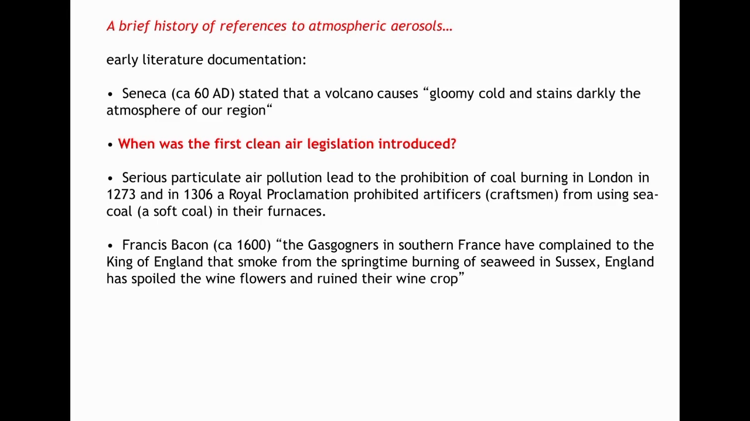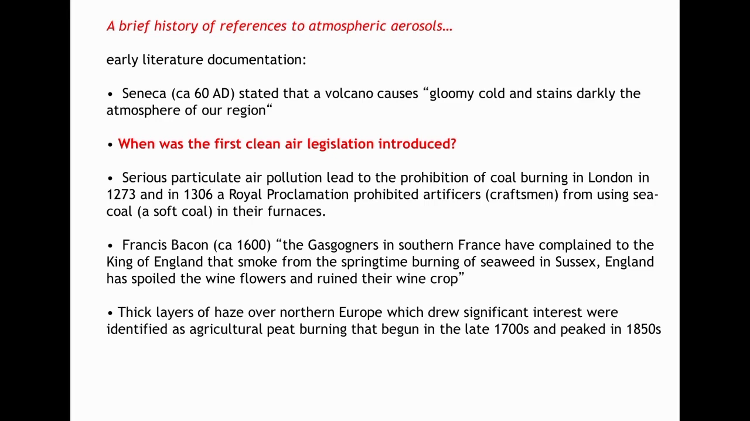So is there a modern day precedent where the UK is arguing with Europe? It's been going on for a long time. And thick layers of haze over northern Europe, identified as agricultural peat burning, began in the late 1700s and peaked in the 1850s. So what other problems were noted in northern Europe about burning from the UK and mid-Europe? Well, the acid rain problem was first identified because of Scandinavian trees being affected by European pollution. But it was noted a couple of hundred years before as well. So these things have been long-standing. Pollution is not a modern problem. And particularly particulate pollution from burning and combustion and industrial sources is a very old problem. It's been happening everywhere. But these are just local examples.